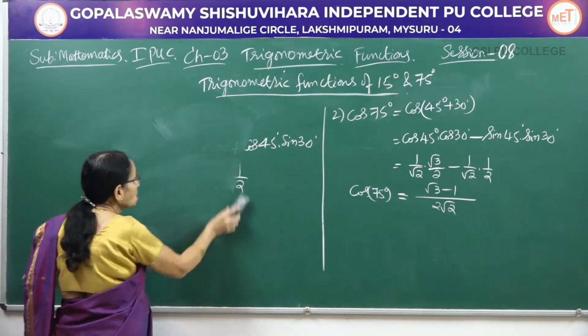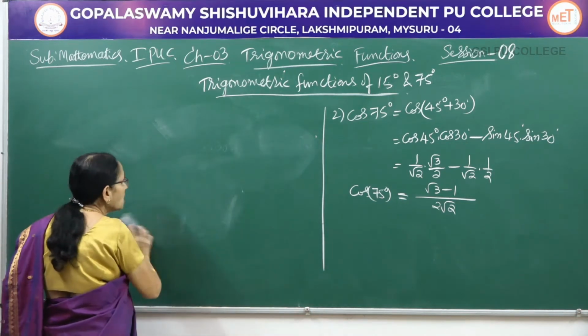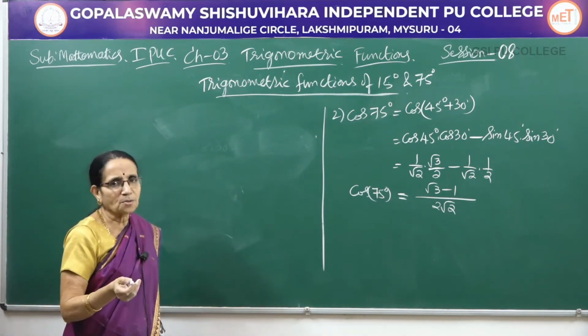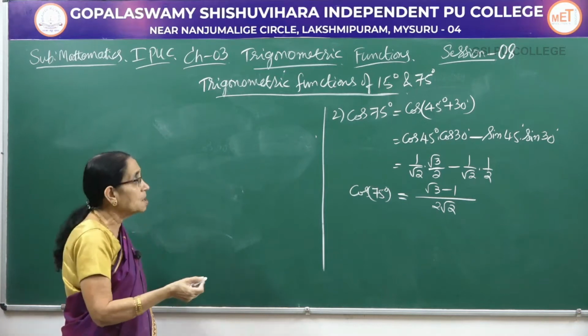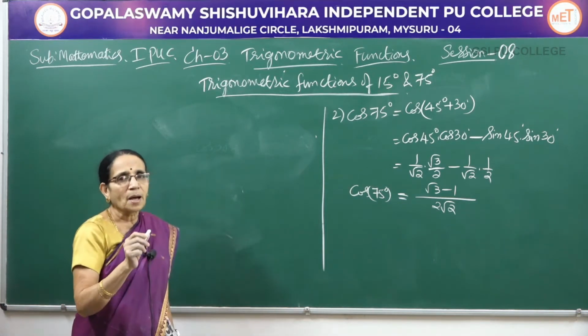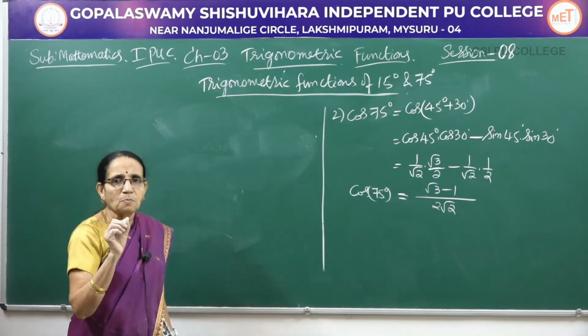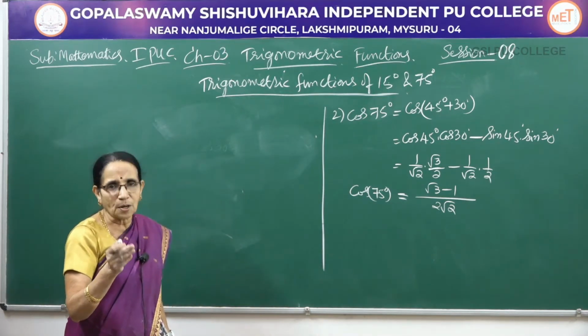Now we want the value of tan 75. As you know, tan theta can be expressed as sin theta by cos theta, or you can take the formula also. Tan of 75, just like you derived the others, you can express as tan of 45 plus 30, and use the formula for tan of x plus y.